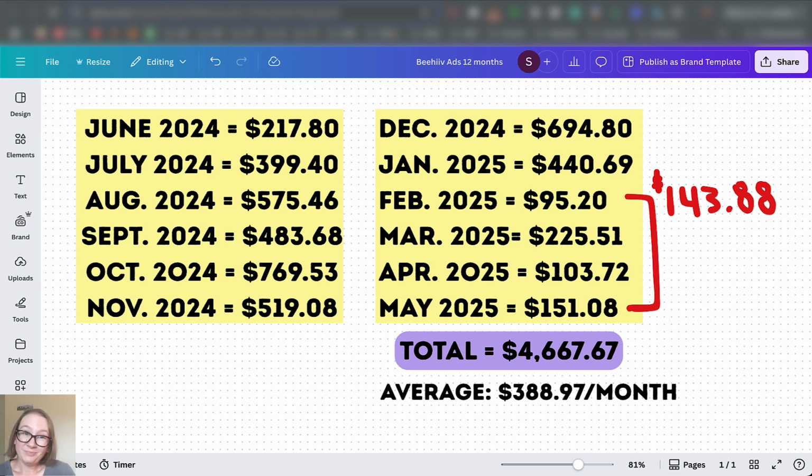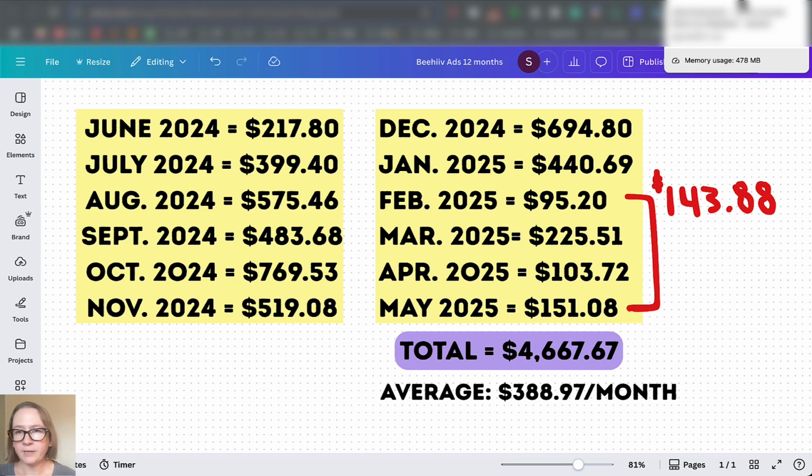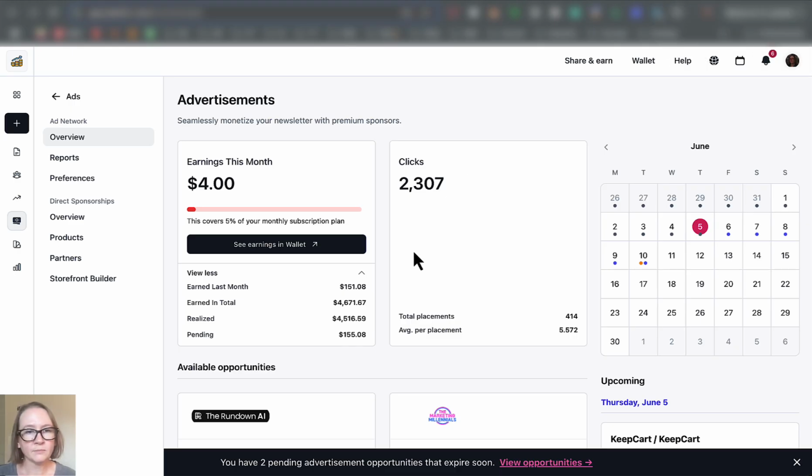So I'm happy to answer any questions about monetizing a Beehiiv newsletter with Beehiiv ads. But like I said, I don't really see it as something that is going to be really viable for most people, because you can only monetize with Beehiiv ads if you are on one of their paid programs. They actually do have a really cool thing here. Let me pull it up.